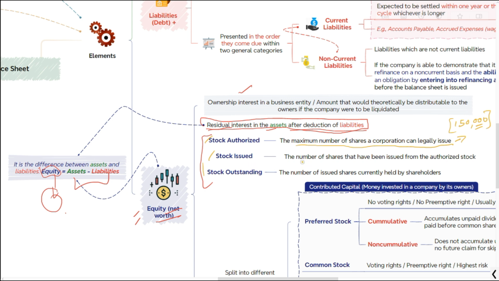Stock issued is the number of shares that have been issued from the authorized stock. For example, the maximum number of shares a corporation can issue is 150,000, but it has issued only 100,000. So this is stock issued. Stock authorized is 150,000. Out of 150,000, we have issued 100,000. And out of that 100,000, only 80,000 shares have been purchased or held by the shareholders. So the number of issued shares currently held by the shareholders is 80,000. This is the difference between stock authorized, stock issued, and stock outstanding.